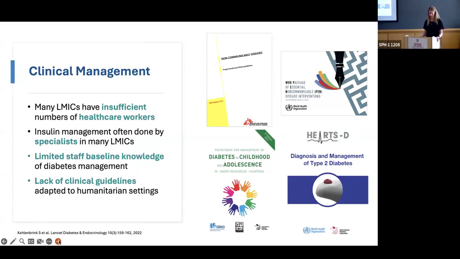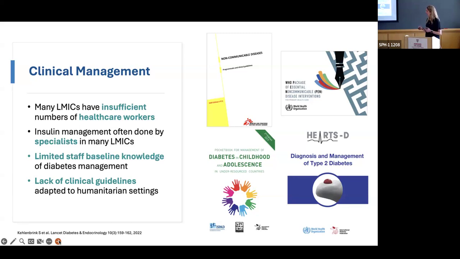And then clinical management. As we know, lower middle income countries often have insufficient numbers of healthcare workers at baseline. That, of course, is exacerbated in a crisis. People leave. And in many LMICs, diabetes is considered a specialty issue. So only specialists will manage it, not primary care. So many of the healthcare workers that are working at primary care level don't know how to manage. So there's a lack of knowledge there.